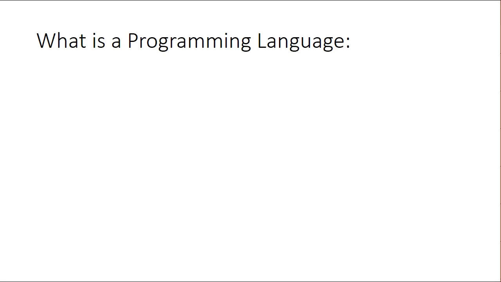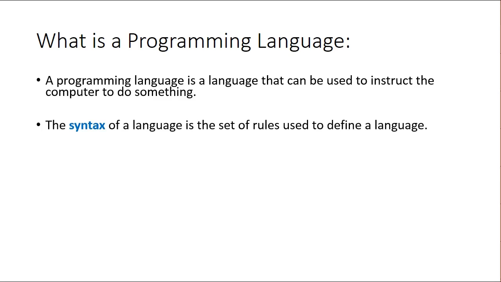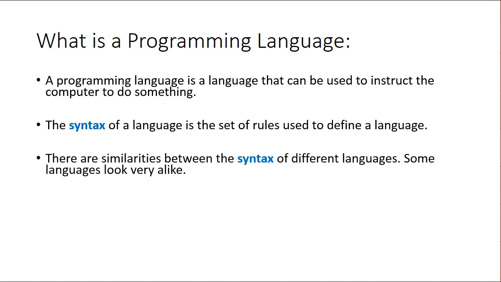So now let's talk about what a programming language is. A programming language is a language that can be used to instruct the computer to do something. So we talk about the syntax of a language. The syntax of the language is a set of rules used to define a language. And that's not just for computer science, that's any language. All languages have syntax around them. And there are a lot of similarities between those syntaxes, but there's also, they look very different at times.